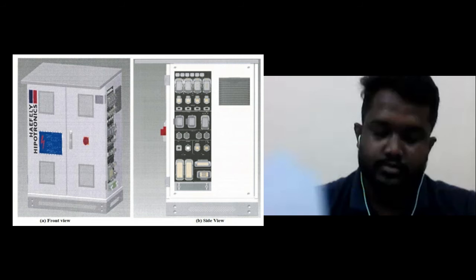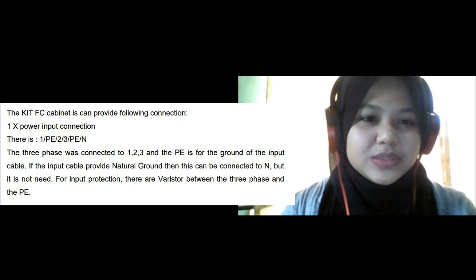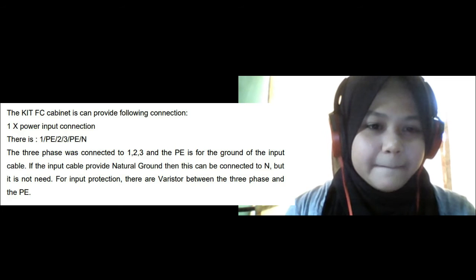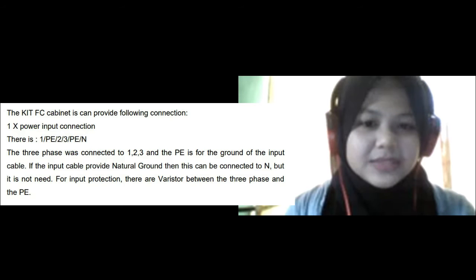Firstly, we are going to trace the power cable, starting from the isolator switch, which is 415 volt, to the power block terminal and distributed to the controlling circuit system and internal transformer of the frequency converter. That is the connection from the internal transformer to the out terminal block of the frequency converter. The three-phase is connected to 1, 2, 3 and the PE is for the ground of the input cable. If the input cable provides a neutral ground, then this can be connected to neutral, but it is not needed. For input protection, there are varistors between the three-phase and the PE.